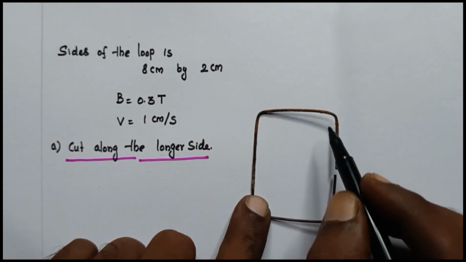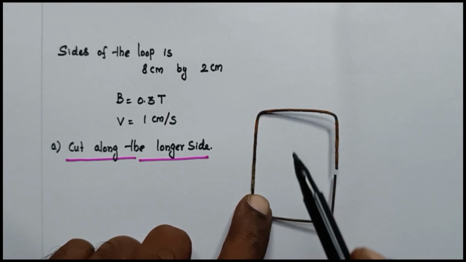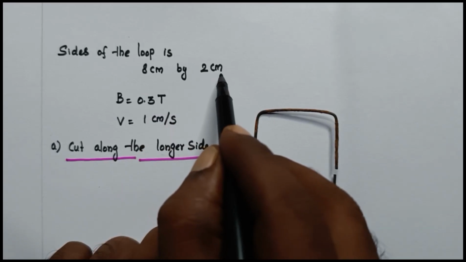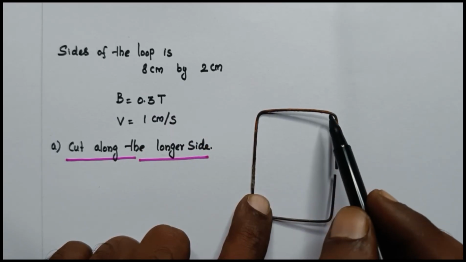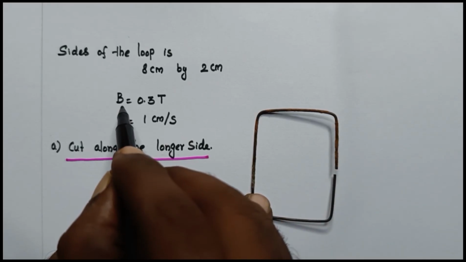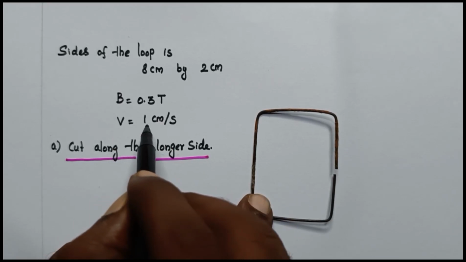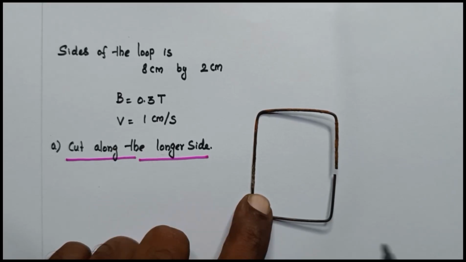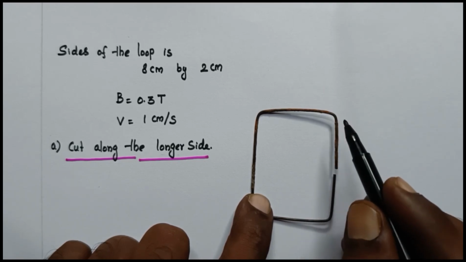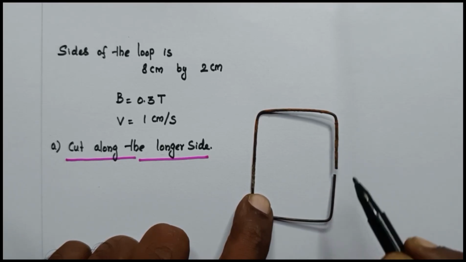Assume that this is a rectangular loop. The sides of the rectangular loop are 8 cm by 2 cm. 8 cm is the longer side and 2 cm is the shorter side. This loop is moving in a uniform magnetic field. Magnitude of the magnetic field is 0.3 Tesla. Velocity of the loop is 1 cm per second. Now let us assume that the cut is along the longer side. We have to find the EMF developed across the cut that is along the longer side.